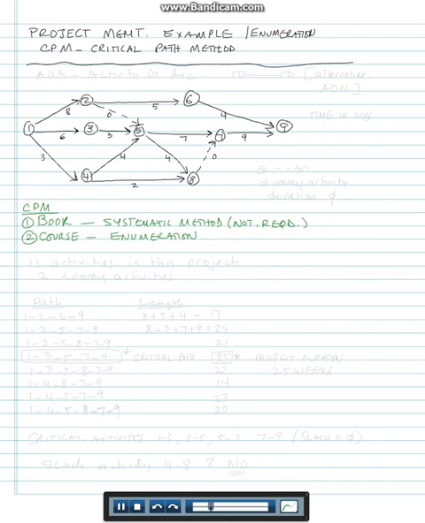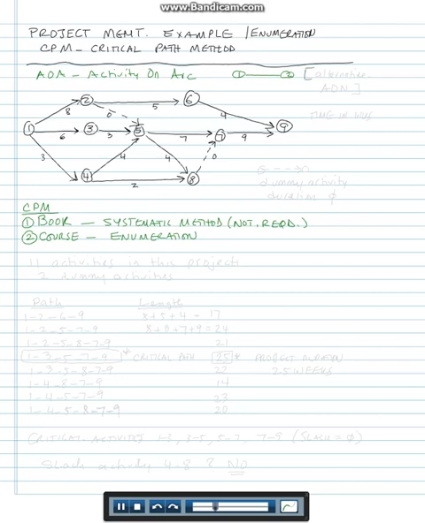So the enumeration method requires enumerating all the paths from beginning to end in a project. By the way, this is a project represented in the form of activity on arc, AOA. So each activity has a starting node, an arc, and an ending node. So 1, 2 would be an activity. So the activity is not on the node like we covered before.